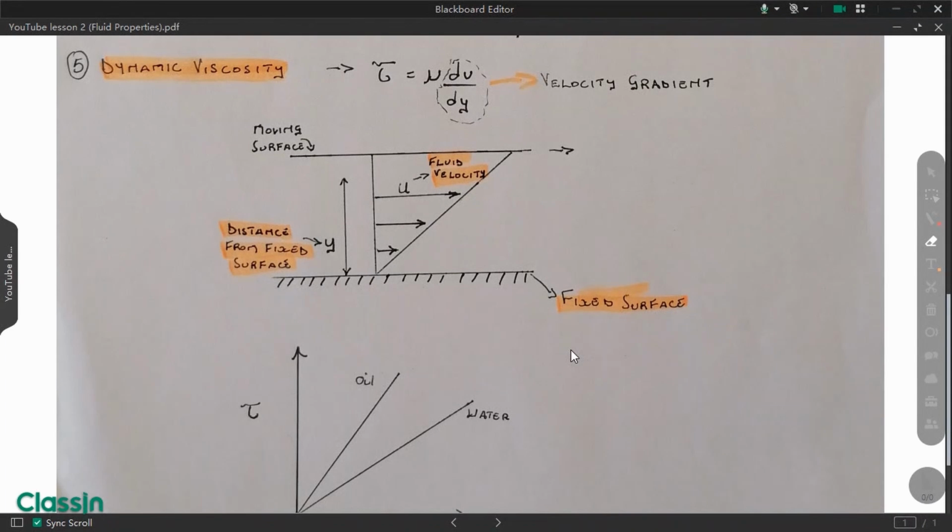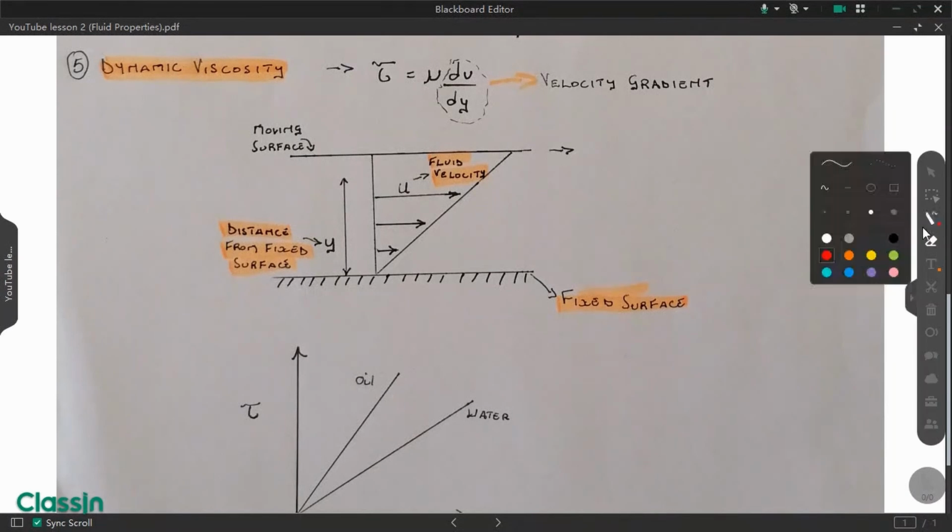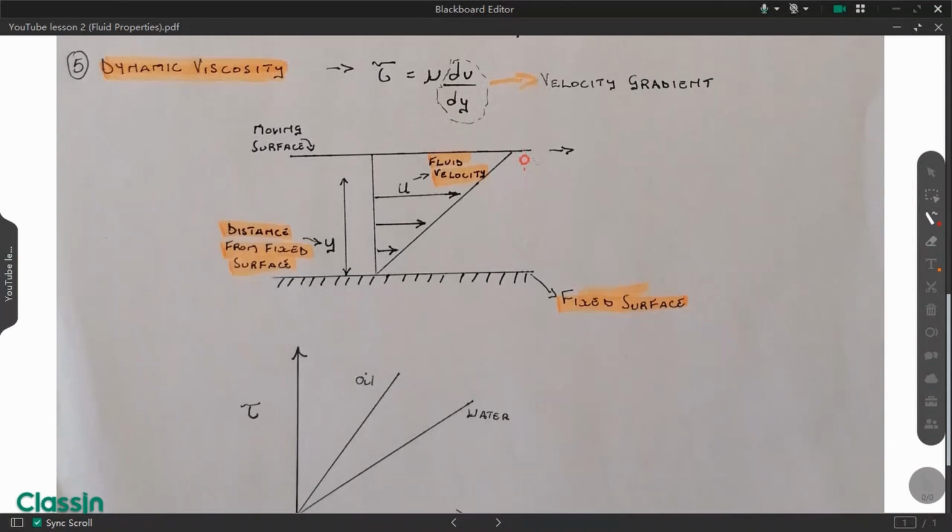Dynamic viscosity, or viscosity in general, is a measure of a fluid's resistance to flow. The way we look at it, suppose you take a deck of cards and hold it in your hand. Your upper hand will be moving, and your lower hand will be stationary. We assume the upper hand moves in that direction, and the fixed surface is your lower hand. We assume that a fluid is made up of many layers.